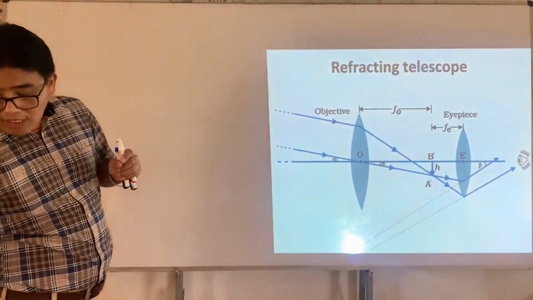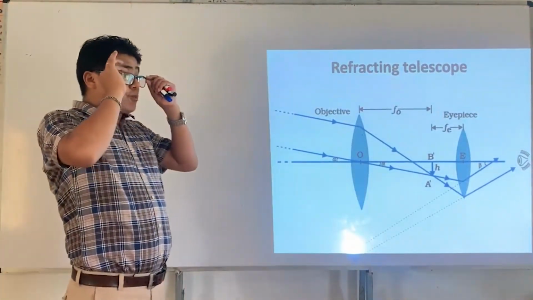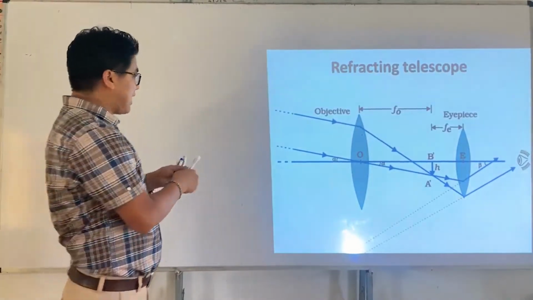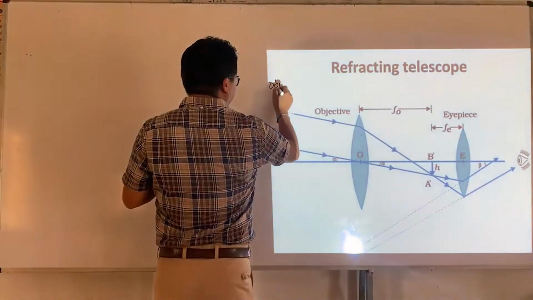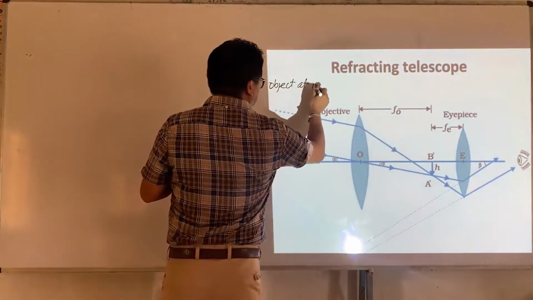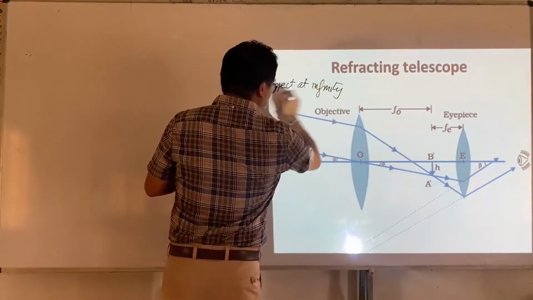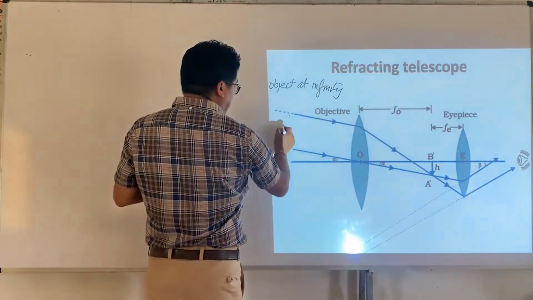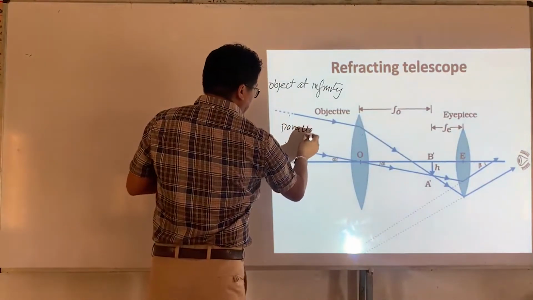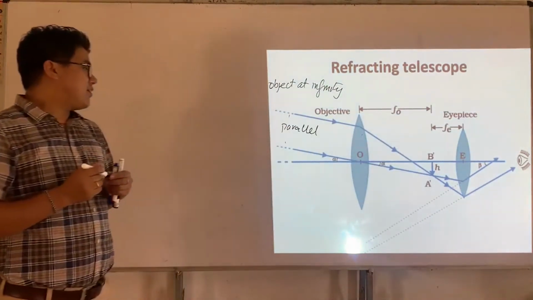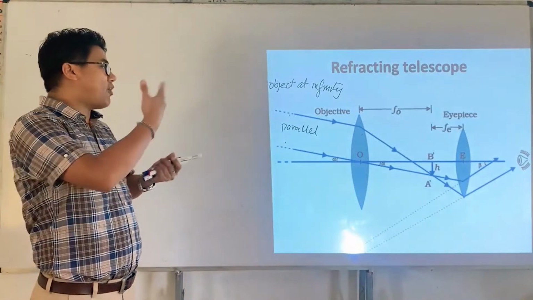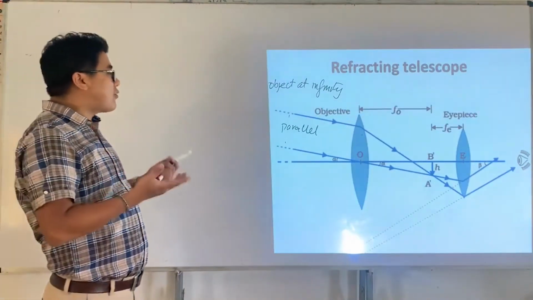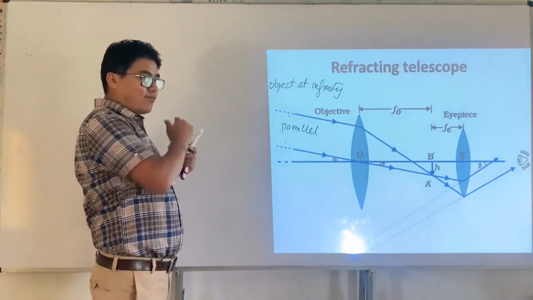This is an example of a refracting telescope. Look at here. As I told you just now, the object should be very far, so we call it infinity. So this tells that the object is at infinity. How do you know that the object is at infinity? The rays are parallel to each other. If rays are parallel to each other and incident on a lens, we conclude that the object is at infinity.